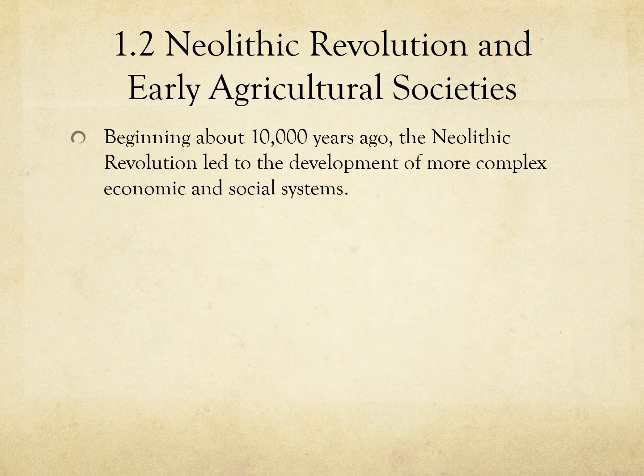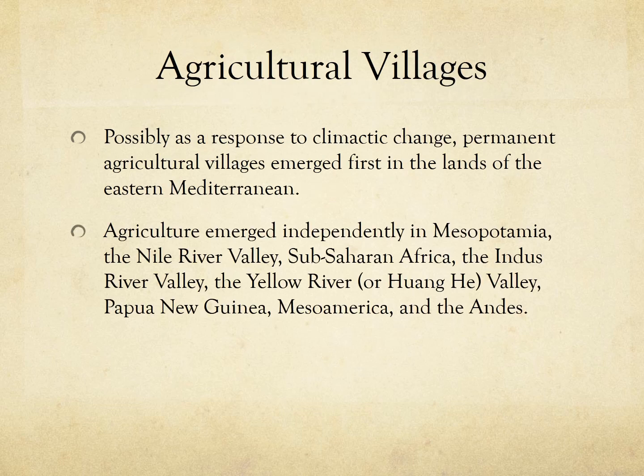Now you're into the Neolithic Revolution and early agricultural society. About 10,000 years ago, the Neolithic Revolution led to the development of more complex economic and social systems. People were starting to settle down a little bit, and within that you create new social, economic, and political systems. You've got agricultural villages, possibly as a response to climatic change, like the Little Ice Age. Permanent agricultural villages emerged first in the lands of the Eastern Mediterranean.